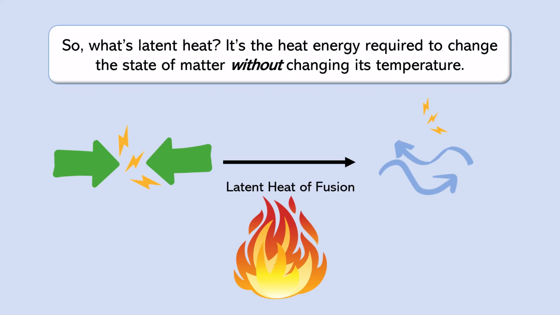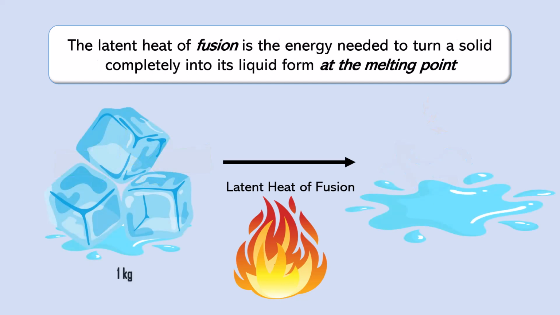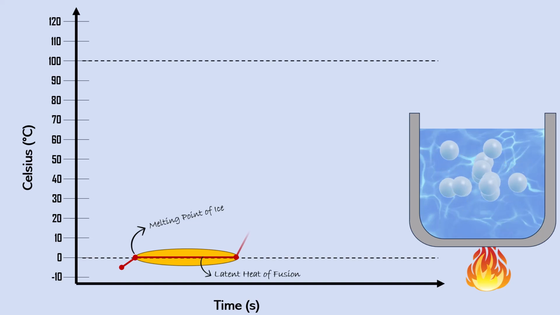So, what is latent heat? It is the heat energy required to change the state of matter without changing its temperature. The latent heat of fusion is the energy needed to turn 1 kg of a solid into a liquid at its melting point. Once the ice turns into water, we can continue heating it.